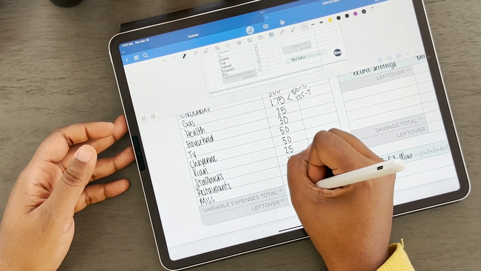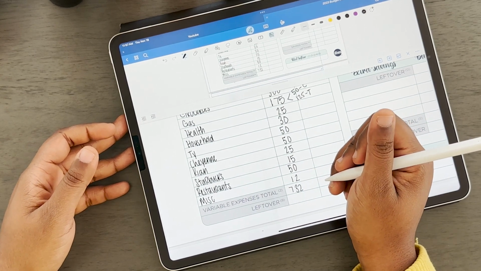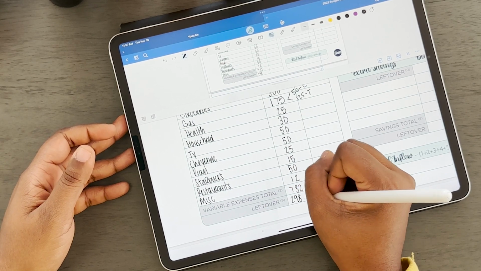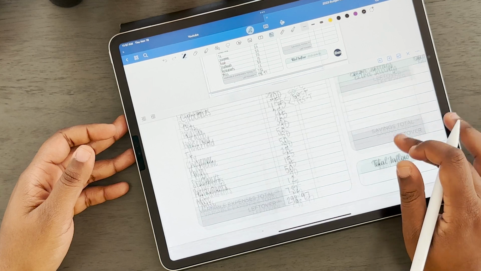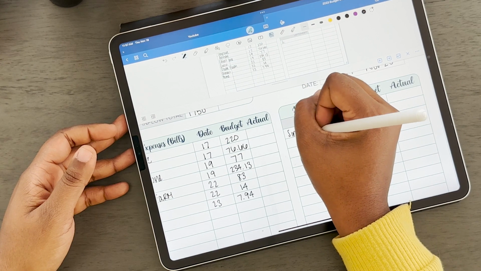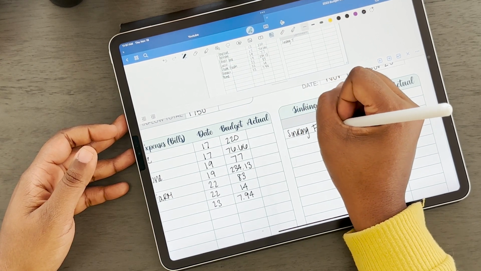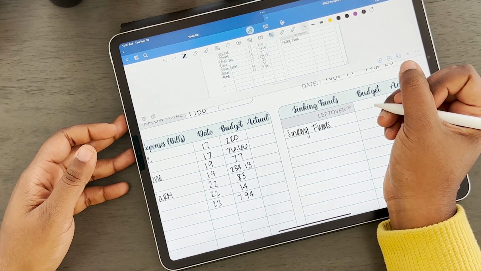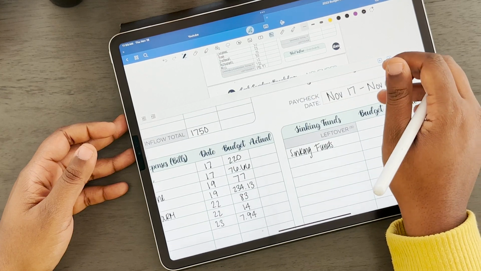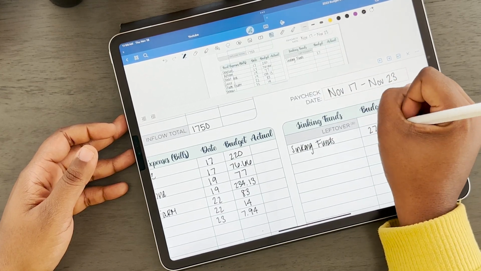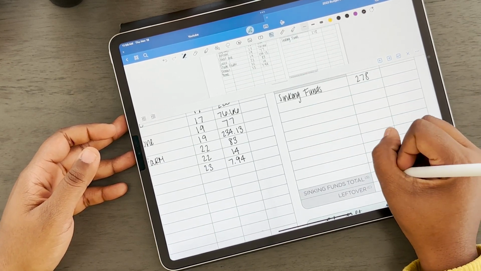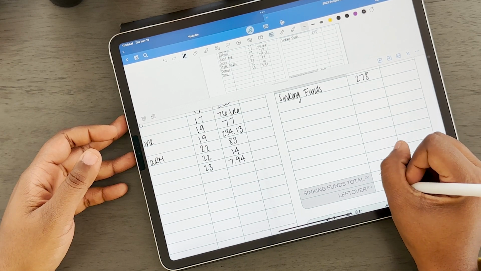So the total variable expenses is 732, which leaves us with 298.97. So then I'm gonna go over here to sinking funds, and I'm not gonna write out which ones I am allocating the money to. I'm just gonna put, let me see, 298. So I'll do 278 towards sinking funds. And then, sorry, that leaves us with $20.